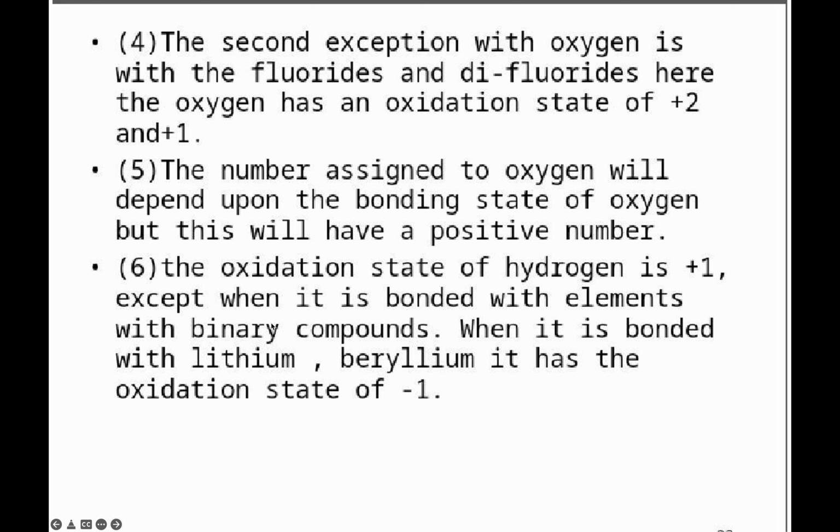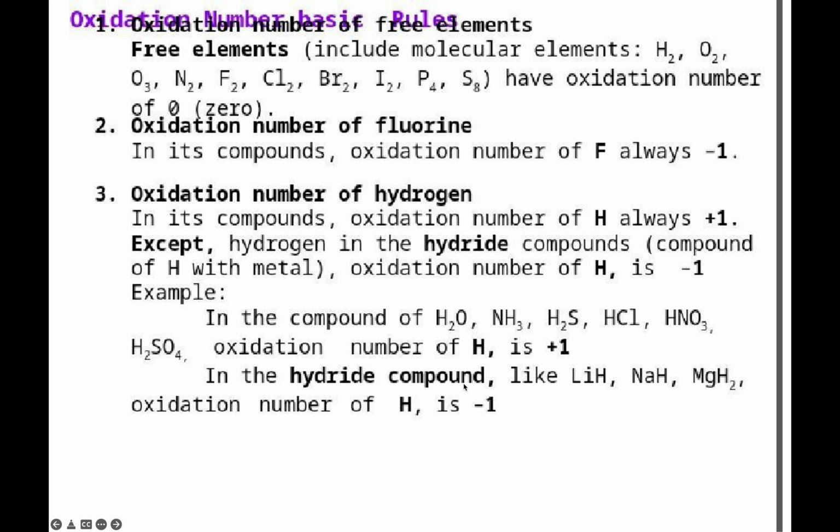So remember that. And the oxidation state of hydrogen is always +1, but when it is bonded with elements in binary compounds like lithium, beryllium and so on, hydrogen gets an oxidation state of -1, because lithium always has a positive oxidation state, and at that time hydrogen will get a negative oxidation state. Okay, fine. Now we will see certain rules for oxidation number.